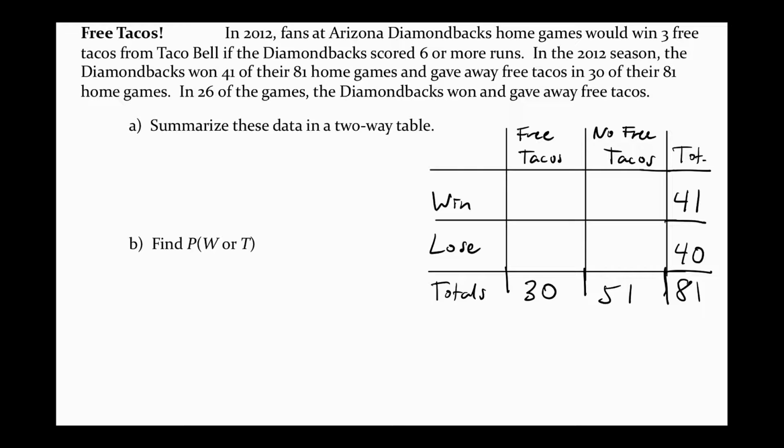Okay, and then they give us something in our last sentence here. They say in 26 of the games, the Diamondbacks won and gave away free tacos, right? So 26 goes in the won and free taco category. 30 minus 26 is 4. So that means in 4 of the games they lost, but they still gave away free tacos. How did that happen? How did they lose, but you still got free tacos?